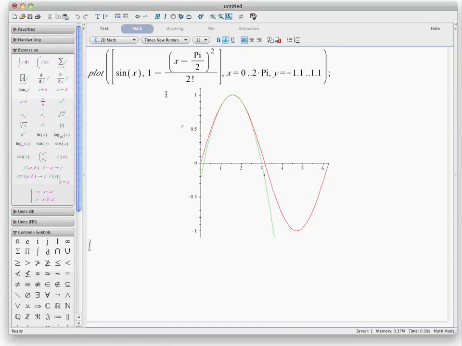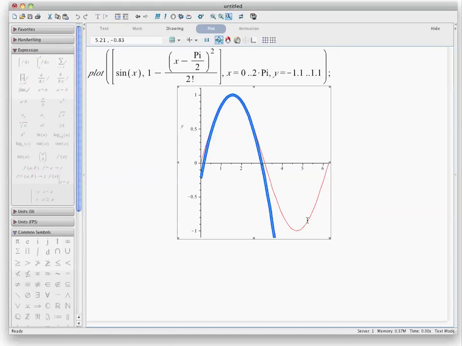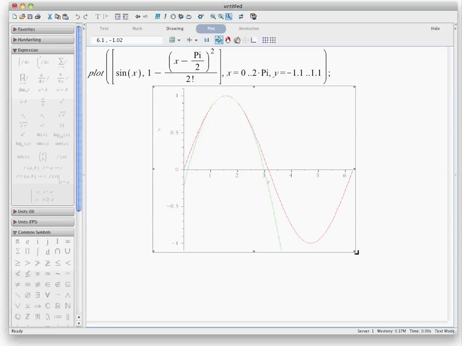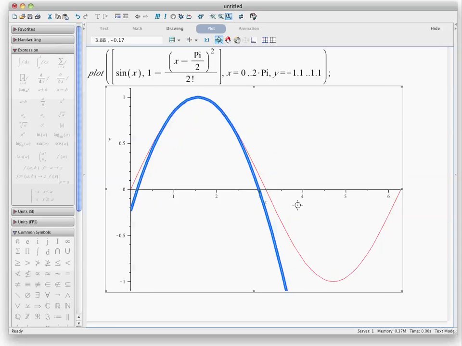Okay, so if you look at this, let me make this a little bit bigger for you. Sine of x is this red line right here. This green one is our quadratic, and you can see that it actually matches at pi over 2, like I said it should. And close to pi over 2, this is a really nice approximation. Now when I start approaching pi and beyond, I start getting this huge gap. It gets bigger and bigger, so the approximation is not nearly as good.